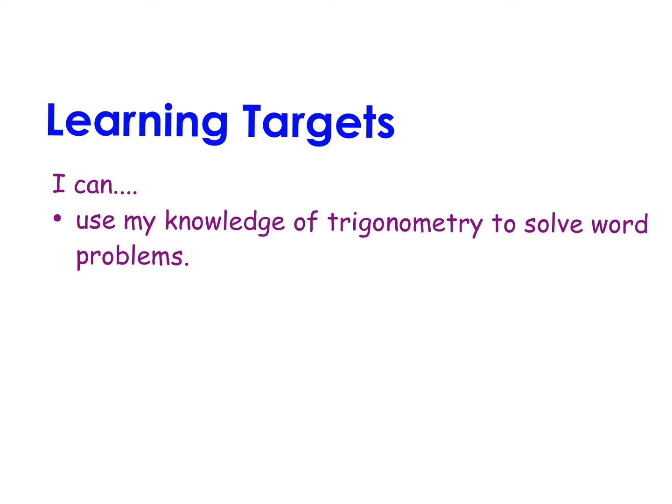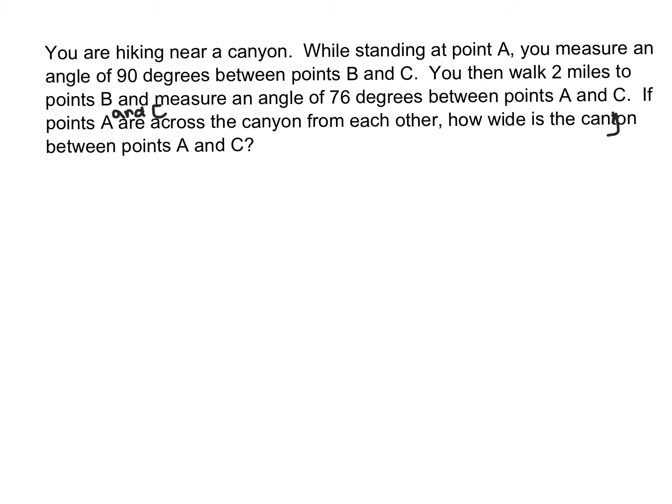In this video, we'll be using our knowledge of trigonometry in order to solve word problems. So let's read through this first example together. You are hiking near a canyon. While standing at point A, you measure an angle of 90 degrees between points B and C. You then walk 2 miles to point B and measure an angle of 76 degrees between points A and C.